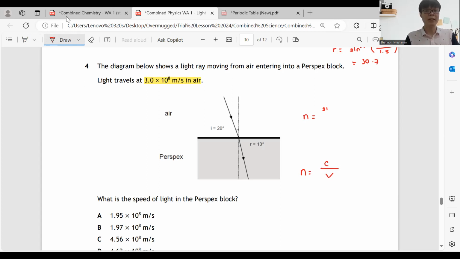But you realize you will get stuck, right? Because speed of light you know. This is what you're trying to find. But you don't know n. If you got two unknowns, how do you solve? Means what? You need to get n first, then you can solve. Is there another formula that allows you to calculate n? Which is this one.